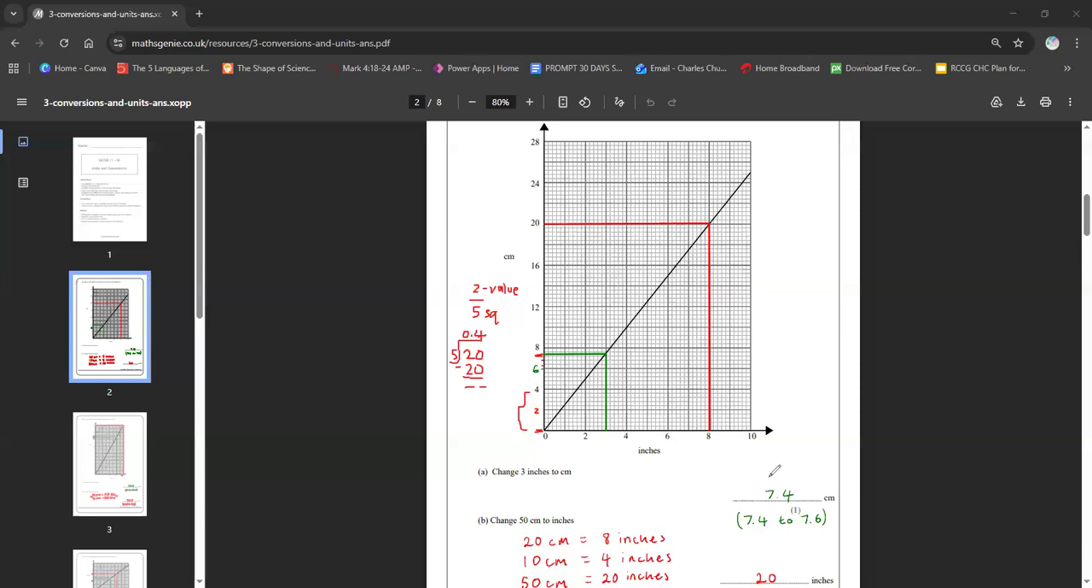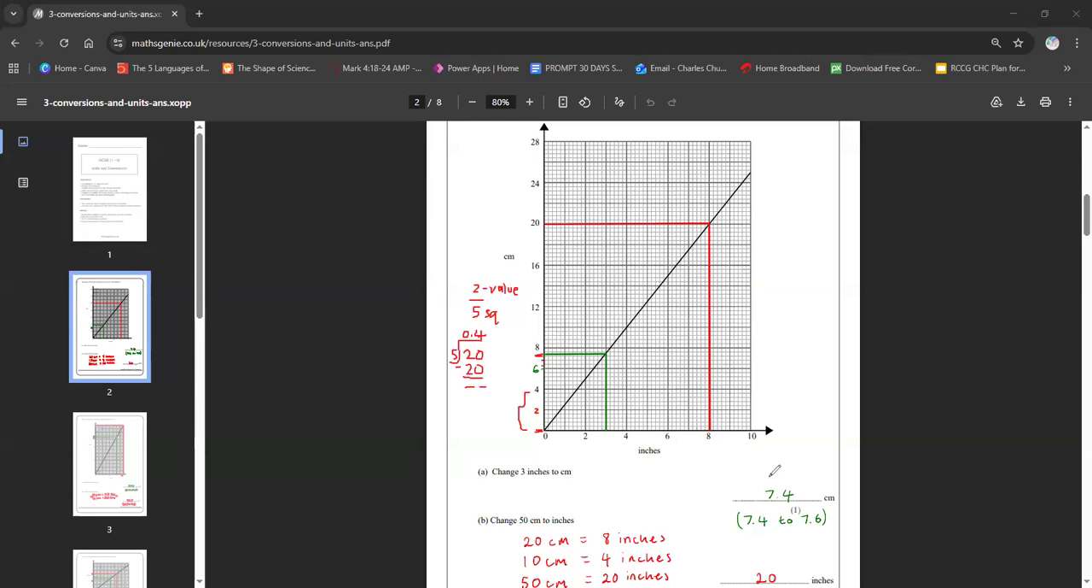Okay, all right. So let's look at the red line. The red line is for the second question where it says change 50 cm. Oh, hold it. Change 50 cm to inches. Now, I want you to look at this graph very well. Do you have 50 cm on the graph? No. So, what did I say you should do whenever you have questions like this?